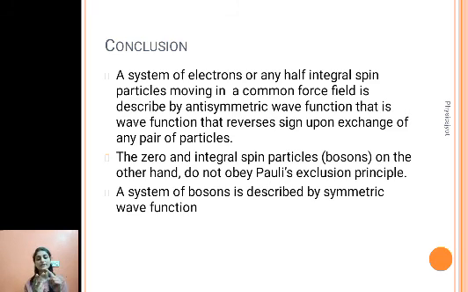Okay, so just remember that zero or integral spin particles, they do not obey Pauli's exclusion principle, and that is why the system of bosons is described by symmetric wave function. On the other hand, as we know that fermions, they have half integral spin, they obey Pauli's exclusion principle. So there is one more restriction on them, that no two particles can have the same quantum state. That means they are obeying Pauli's exclusion principle, and that is how if we want to describe a system of electrons, then we will have to use anti-symmetric wave function. So that's all about this.